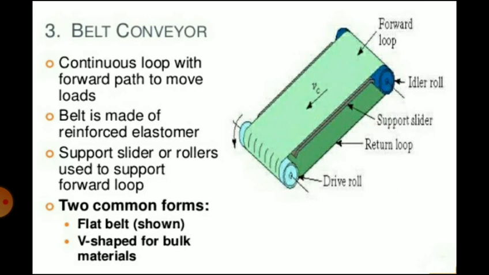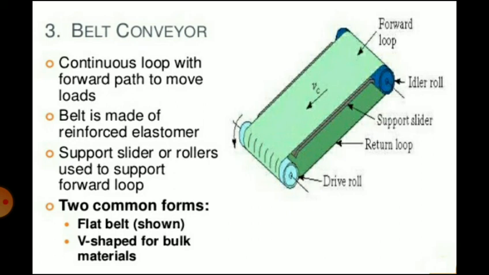Then belt conveyors. It consists of a continuous loop. Half of its length is used for delivering materials and the other half is the return run. The belt is made of reinforced elastomers, that is rubber. At one end of the conveyor there is a drive roll that powers the belt. The flexible belt is supported by a frame that has rollers for support along the forward run.